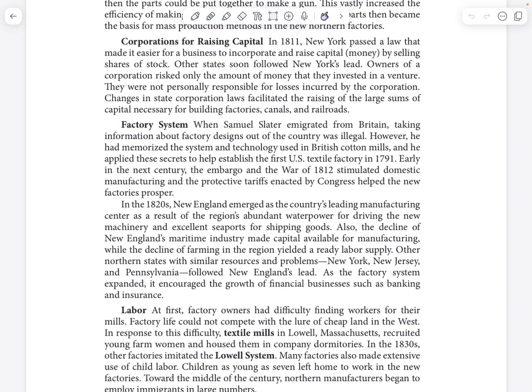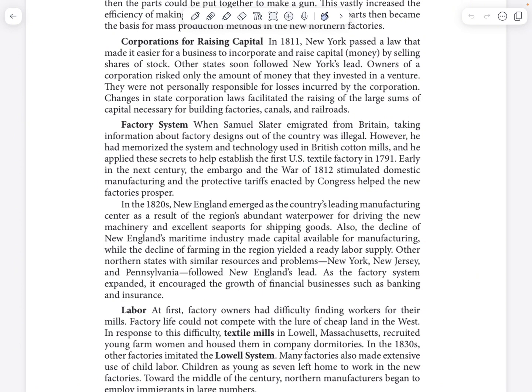Early in the next century, the embargo and the War of 1812 stimulated domestic manufacturing, and the protective tariffs enacted by Congress helped the new factories prosper. In the 1820s, New England emerged as the country's leading manufacturing center as a result of the region's abundant water power for driving new machinery and excellent seaports for shipping goods.